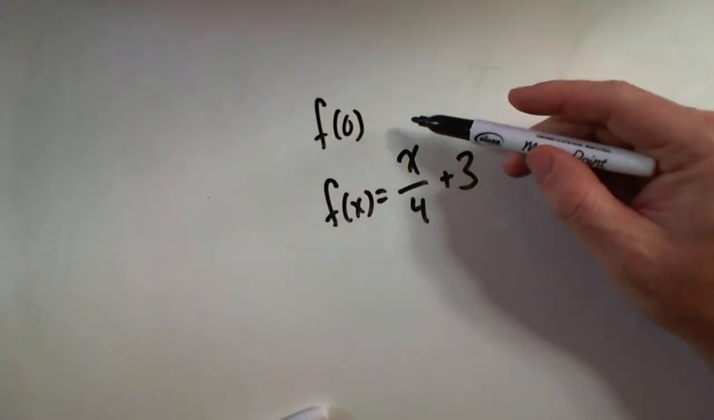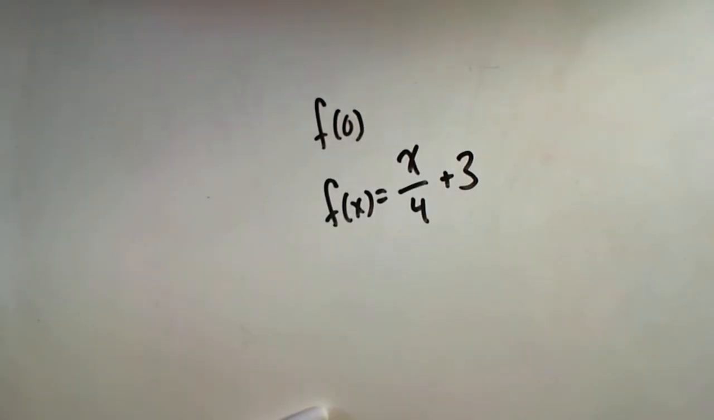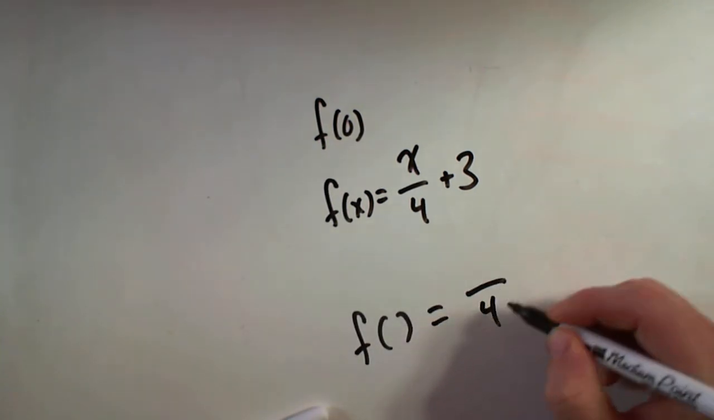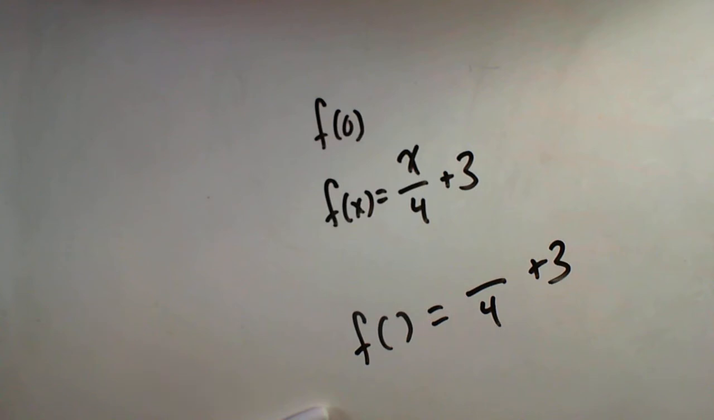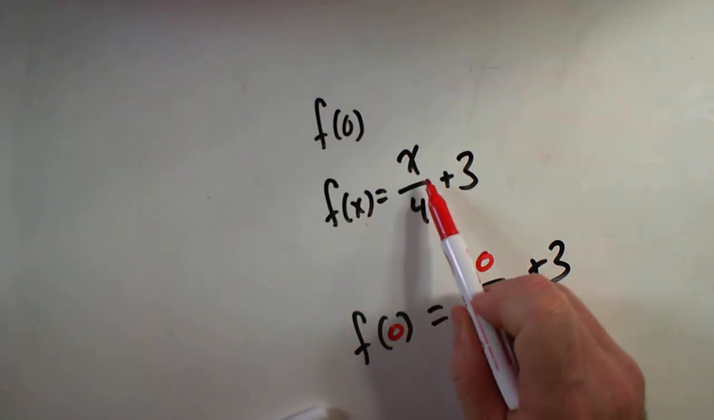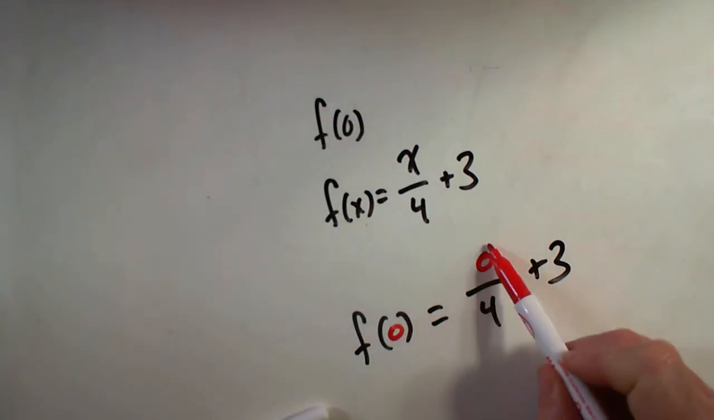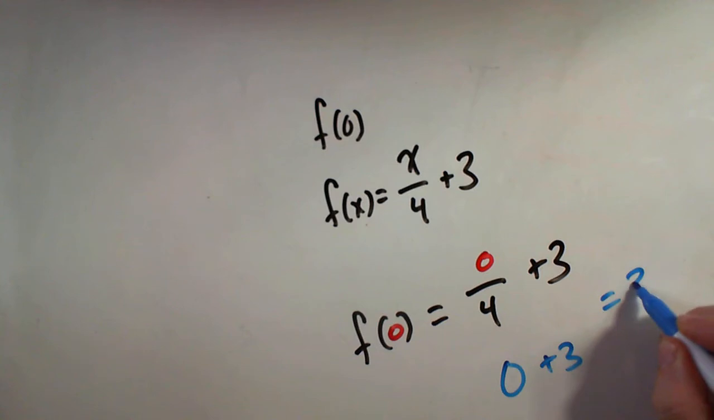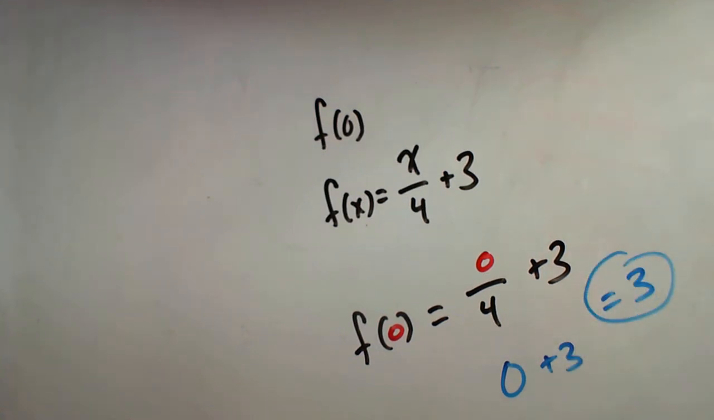So here we just plug in the 0. So again, instead of the x, we are going to put 0. Everywhere there was an x, we replace that x with 0. 0 over 4 is 0 plus 3, so that just gives us 3.